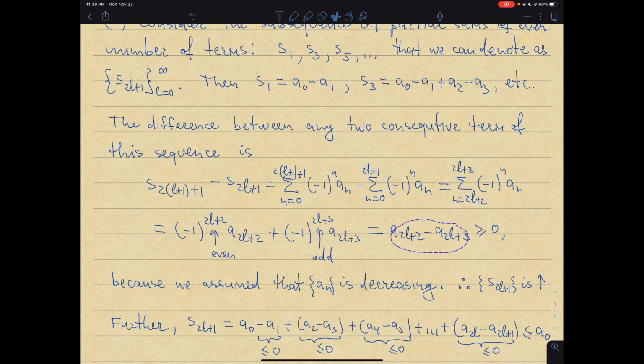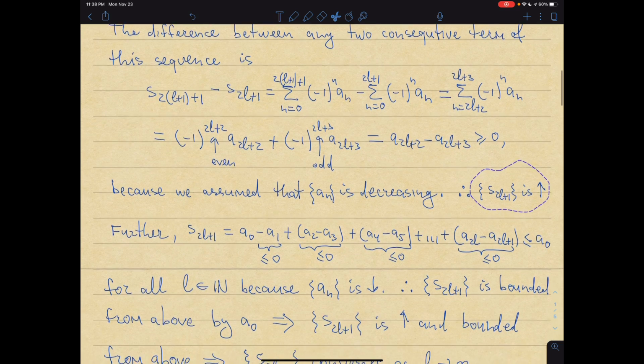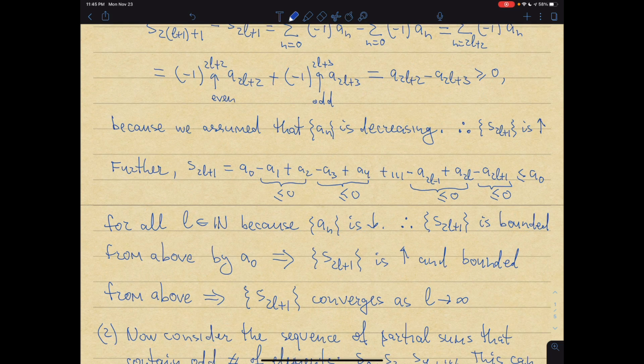All right, so then if it is an increasing sequence, if I can also show that it is bounded from above, then I'm in business. So to do this, let's analyze the sequence S_{2l+1} in a somewhat different way. The way I can write it is as follows. So it's a0 minus a1 plus a2 minus a3 plus a4 minus a5, etc. And then it will end with these terms.